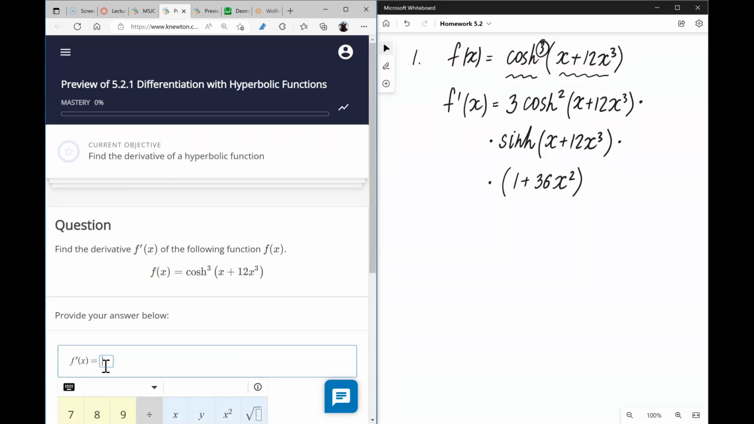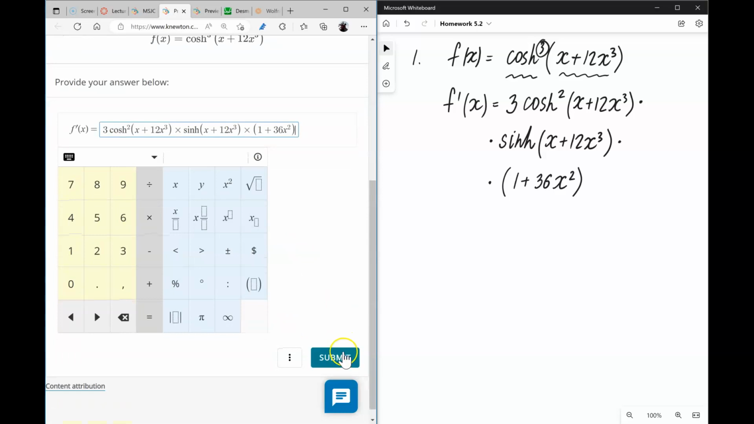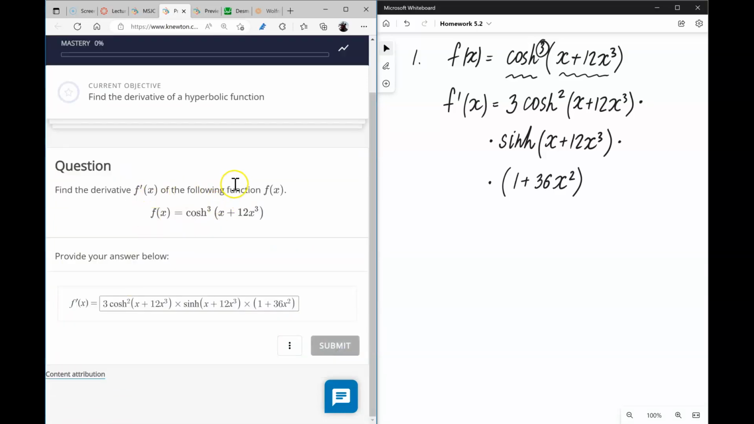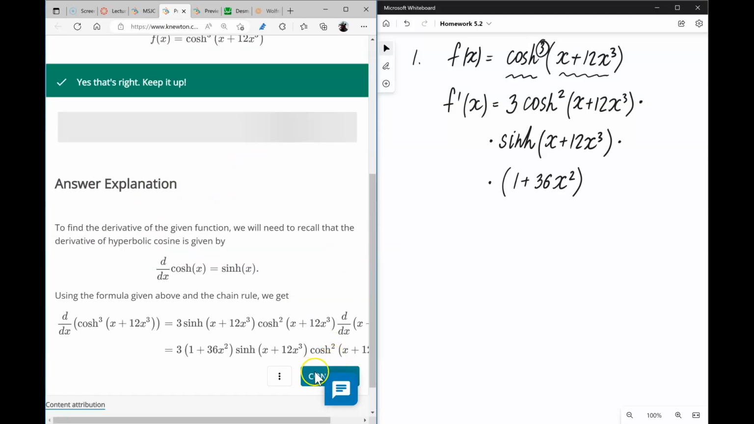Now to the typing. We have 3 hyperbolic cosine squared of x plus 12x cubed. I'm going to copy this, times hyperbolic sine of the same input times 1 plus 36x squared. And that seems to be it. Submit. And of course we got it right.